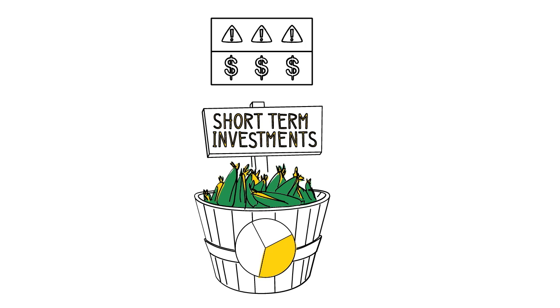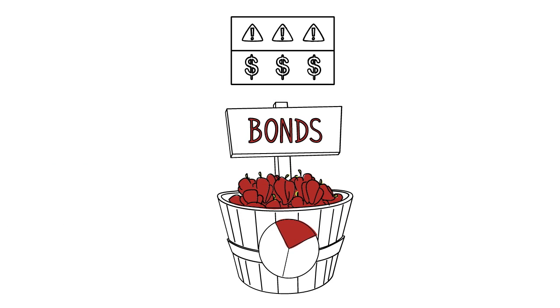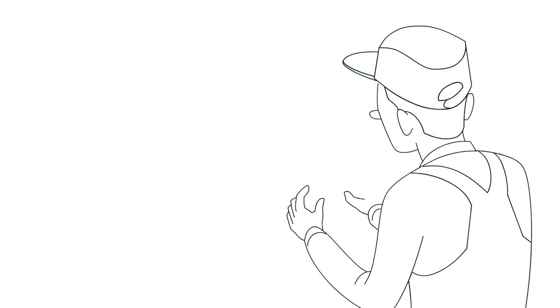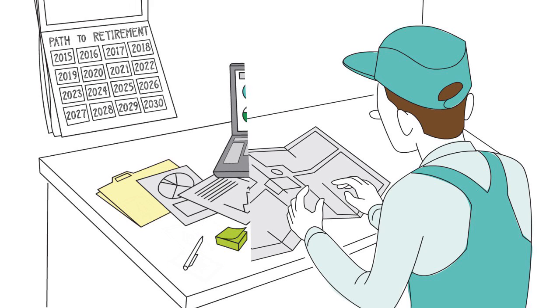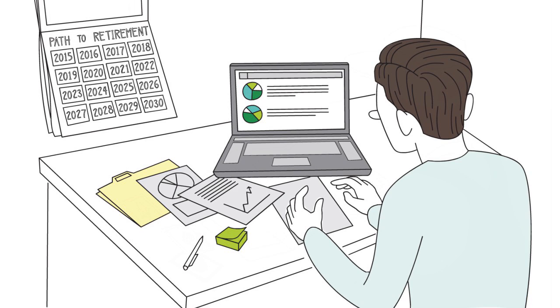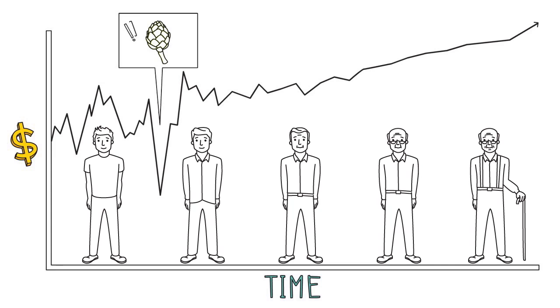Short-term investments are like corn. They've historically offered lower returns, but also have lower investment risk. Bonds are like peppers. Bonds tend to fall somewhere in between stocks and short-term investments regarding their potential risk and return. Just like Farmer Brown needs to determine where he is in the growing season and how he wants to divide his land, you need to determine where you are in your path to retirement and how you want to allocate your retirement savings. Earlier in your retirement path, you're better able to withstand fluctuations in the value of your investments. If you lose some artichokes, don't worry. There's still time left to plant more crops.